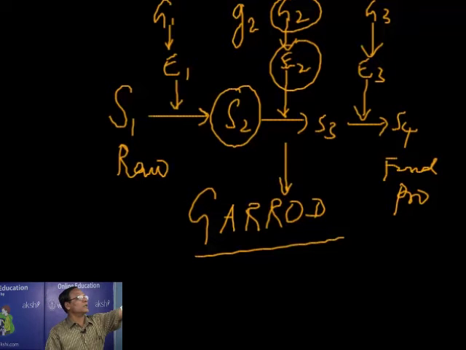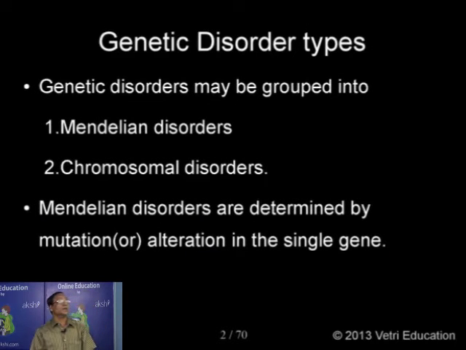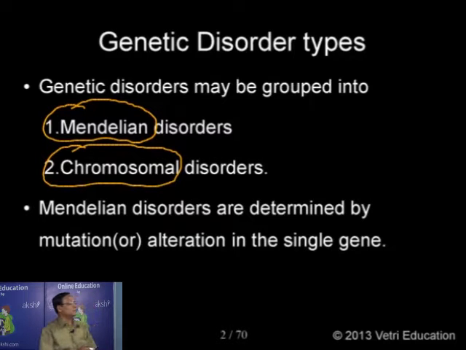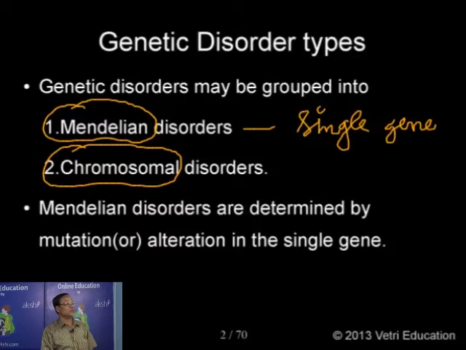Now let's see what are the different types of disorders caused. We can classify the genetic disorders under two categories. One, Mendelian disorders. Another one, chromosomal disorders. When we talk about Mendelian disorders, it is caused by a defect in a single gene, and that is the cause for the development of a disease. A single gene disorder. We can also say unifactorial disorder, caused by a single gene. So due to mutation or alteration in a single gene, a particular phenotype in the form of an enzyme will not be produced, resulting in the development of a particular disorder.